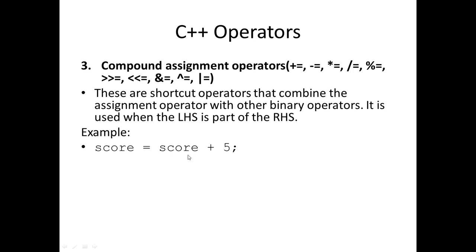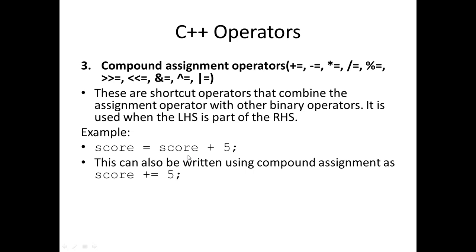So when we have this, we can make use of the shortcut operator, the compound assignment operator. This can be written as score plus equal to 5. So these two statements are the same. The reason why this is possible is because score is appearing on both the right hand side and the left hand side. Because of that, you can shorten it as score plus equal to 5. That will give you the same thing as score is equal to score plus 5.